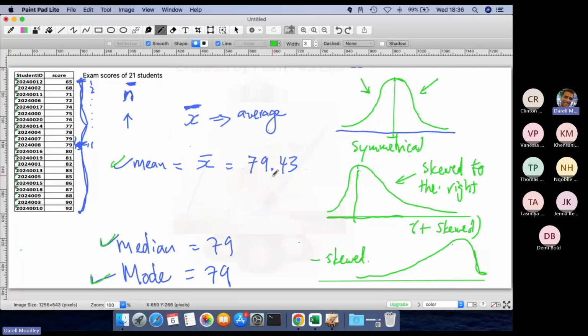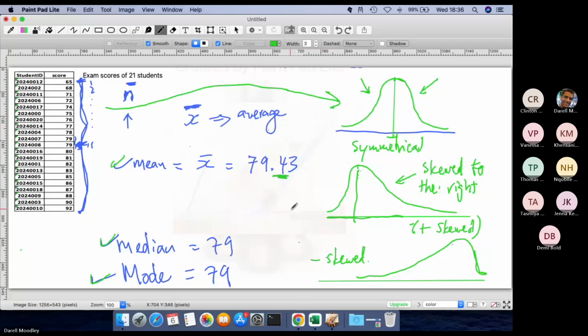If you look at all three, yeah, this is slightly more, but if you round it down, they're all equal to 79. So here, all of them are equal. So that means that your distribution of your student scores is symmetrical. Okay, so your student scores, all of them follow a symmetrical distribution.